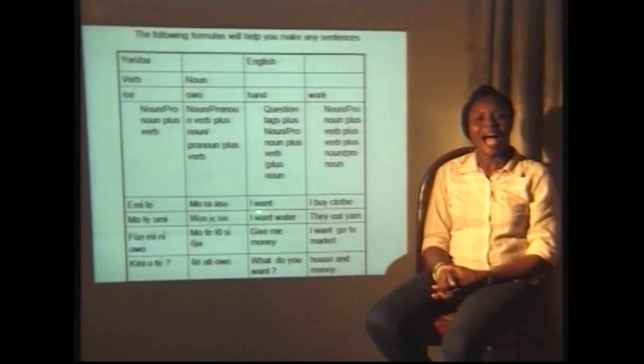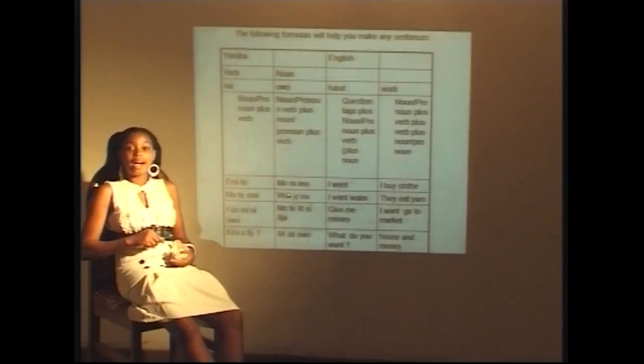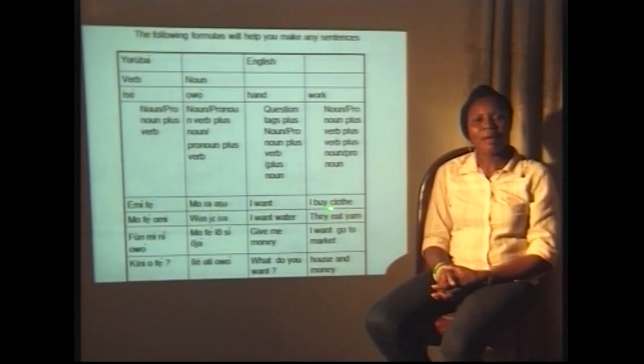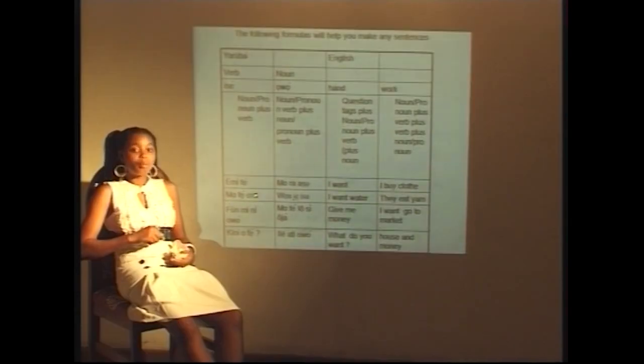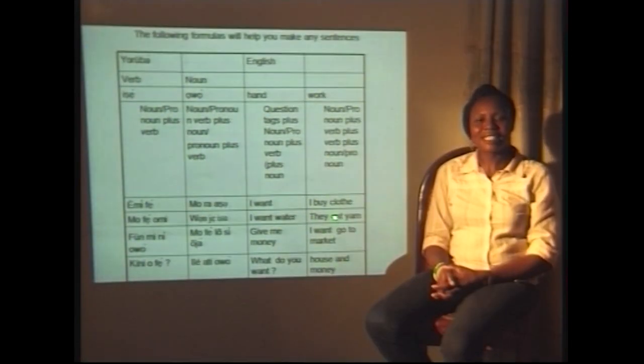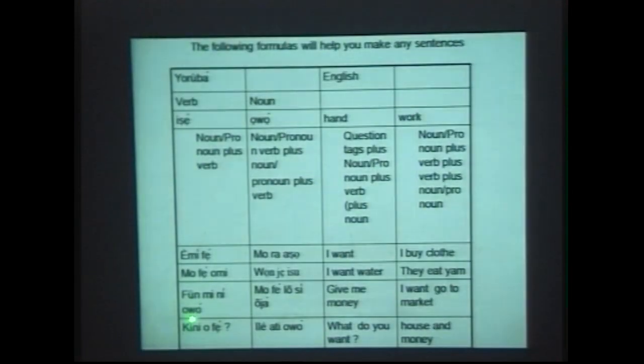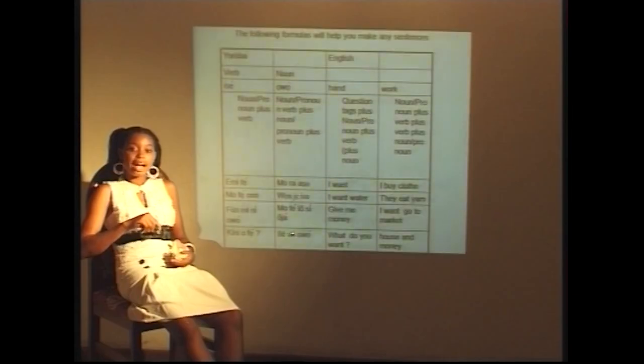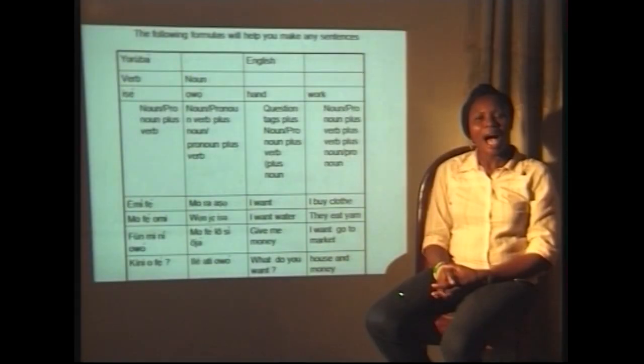Emi fe, I want. Mo ra aso, I buy clothes. Mo fe omi, I want water. Won je isu, they eat yam. Fun mi ni owo, give me money. Mo fe lo si oja, I want to go to market. Kini o fe? What do you want? Ile ati owo. House and money.